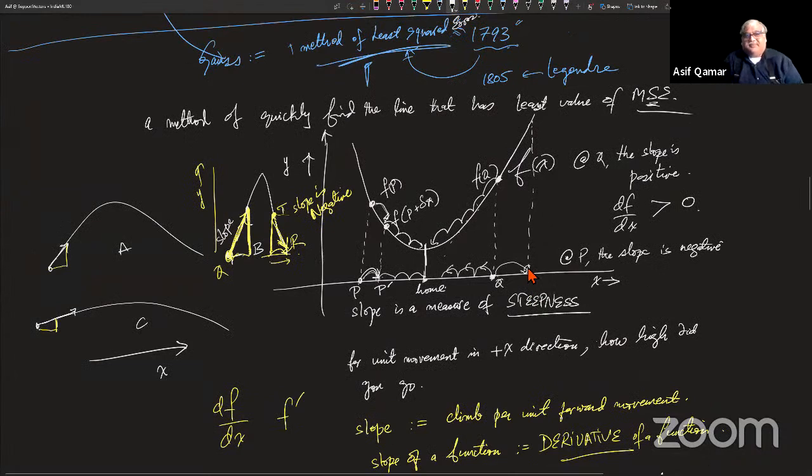We talked about the concept of slope. The slope is nothing but how much height you gain or climb up if you move unit distance in the positive direction. So let's say that you move one step in the positive direction and you gained height of 3 units of height. So you would say your slope is 3. That's all slope is, and that's a geometrical way of looking at it.